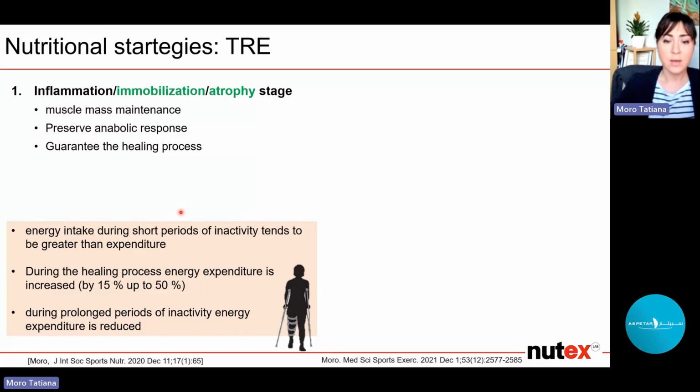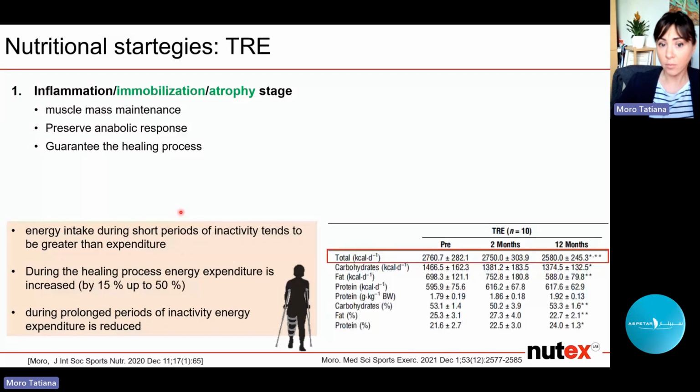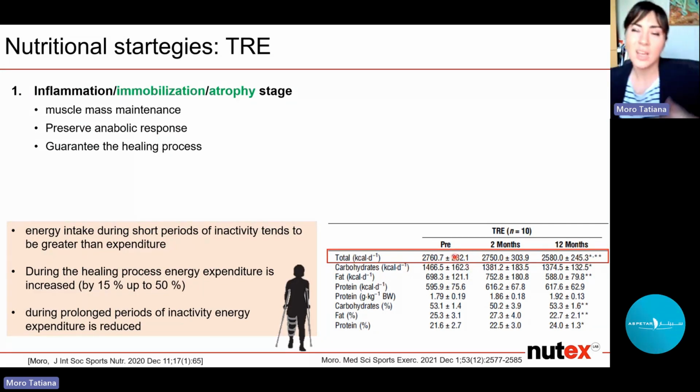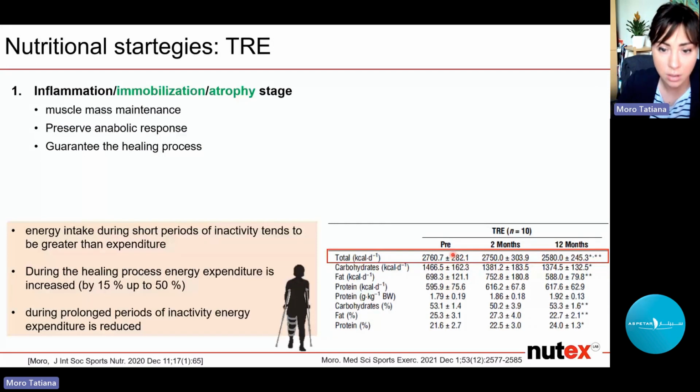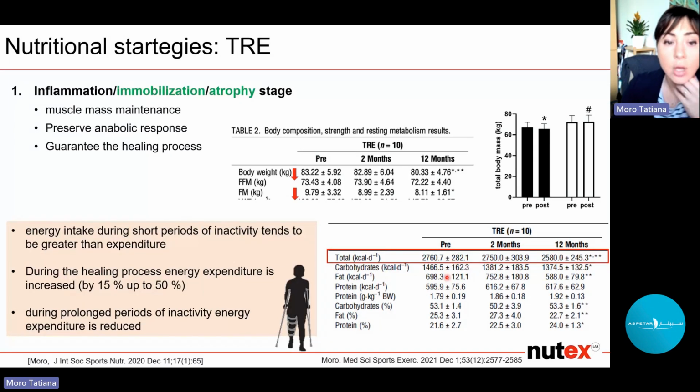From this perspective, intermittent fasting, the time-restricted eating protocol, is very helpful because we have shown that we can keep the total energy intake, especially if we don't have a longer period of intermittent fasting. We were able to keep the same amount of total energy intake within 2 months of training protocol. Keeping going with this type of protocol for a longer time will induce voluntary reduction of the total caloric intake. But even if we were keeping the same amount of caloric intake with the same macronutrient distribution, we were able to reduce fat mass. So for this type of problem, time-restricted eating is a perfect nutritional strategy to preserve our athlete that has been injured during the healing process.